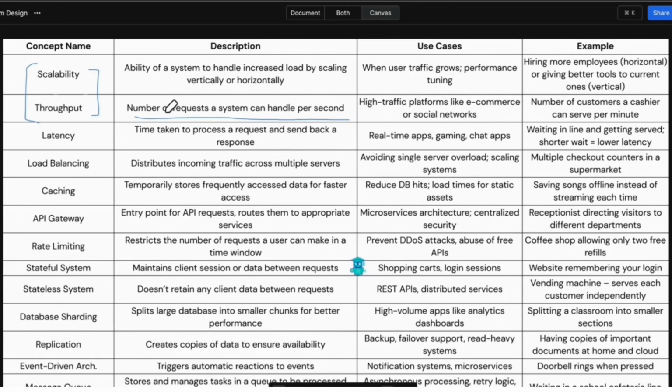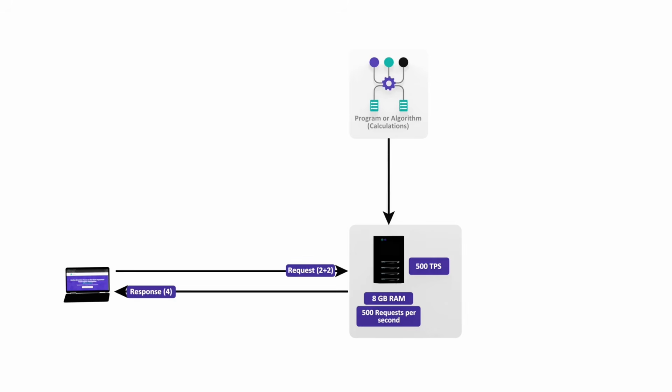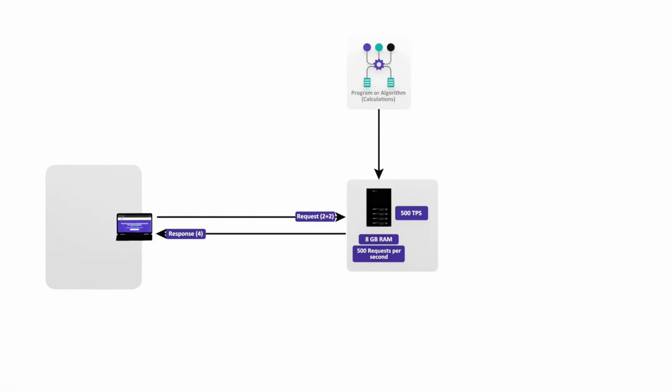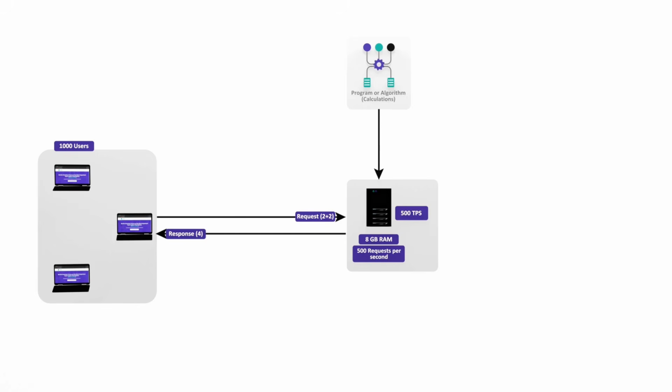Now the second concept, linked with throughput, is scalability. For example, your users have grown from 100 to, let's say, 1000. A lot of users are using your application. We know that this server will only be able to handle 500 TPS, but now our audience size is 1000. So we need to do scalability so that we are able to handle the load.